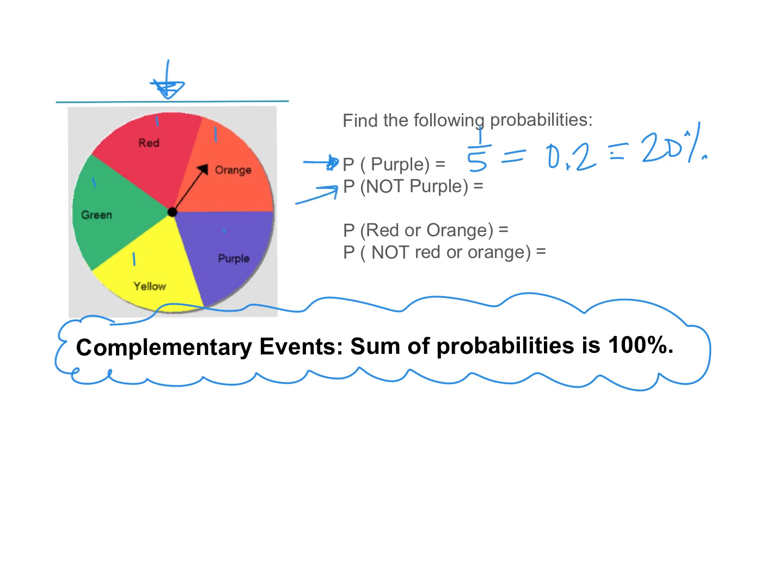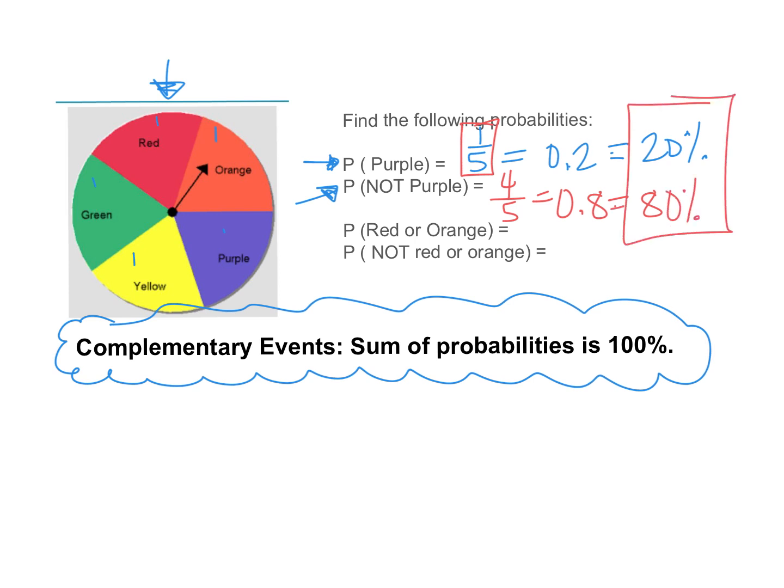And then we look at the probability of not purple. I can count and see that there are 4 spaces that are not purple. But if I know that the probability of purple is 1/5, then the probability of not purple has to be 4/5 because it's either purple or it's not purple. So that would be 0.8, which is 80%. And you can see here that the probability of purple is 20%, not purple is 80%. 20 plus 80% equals 100%.